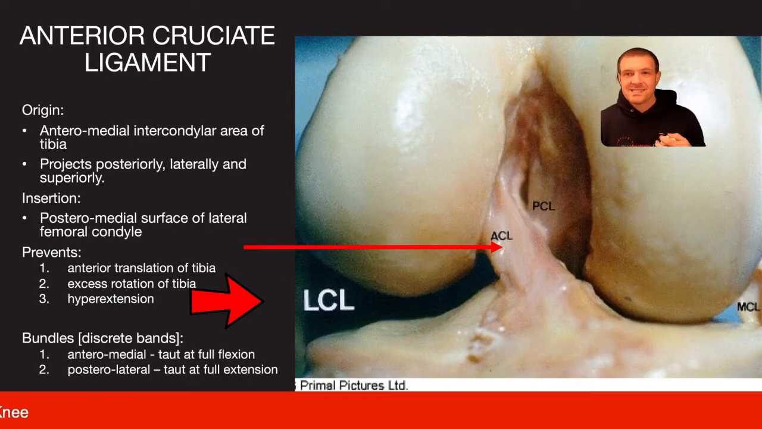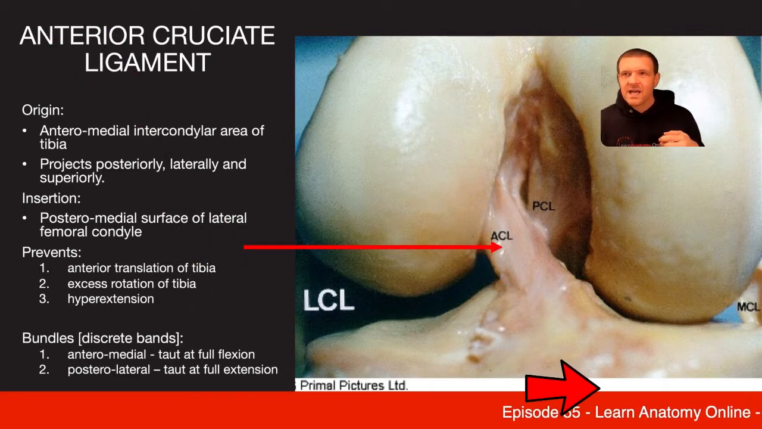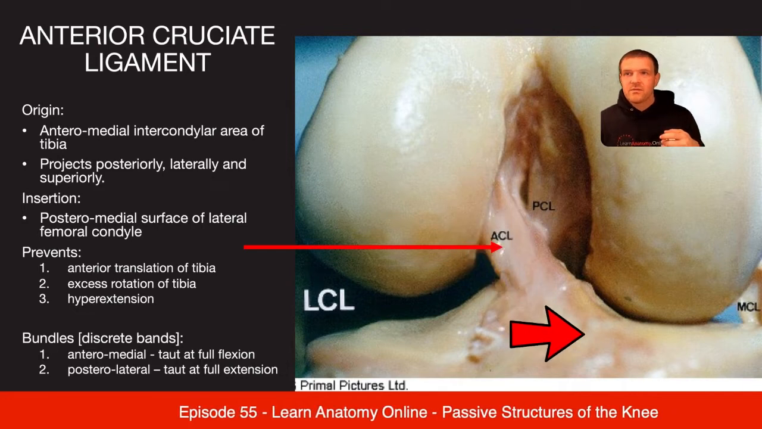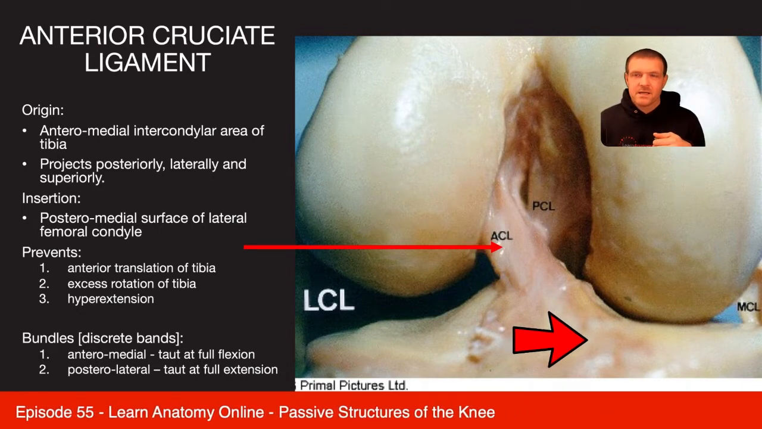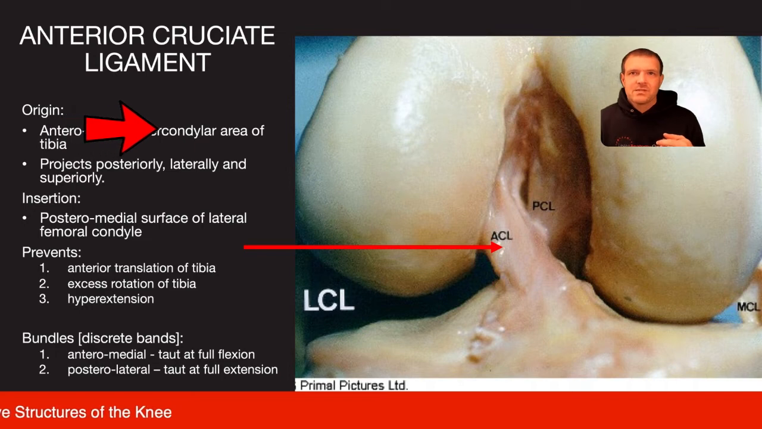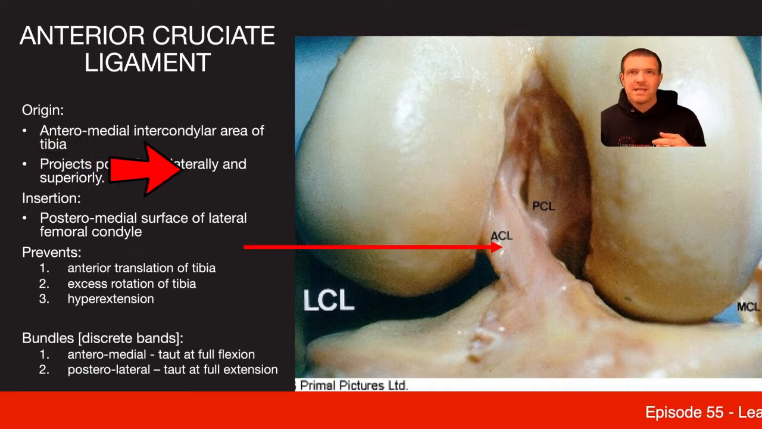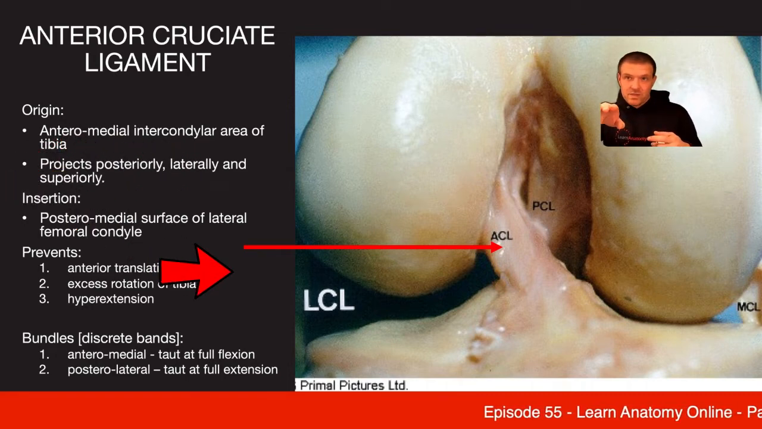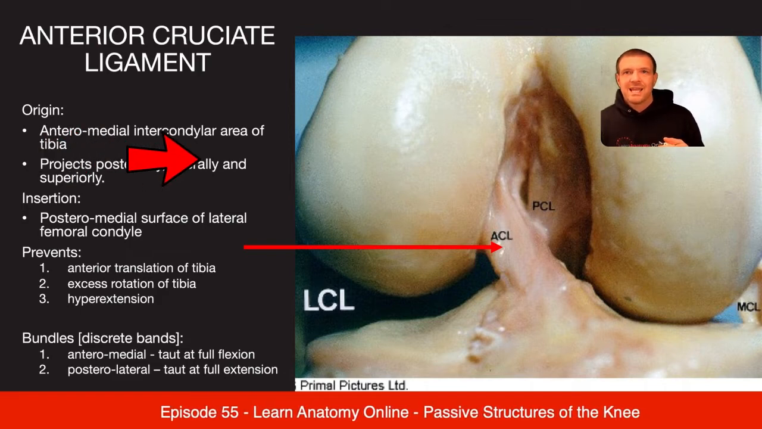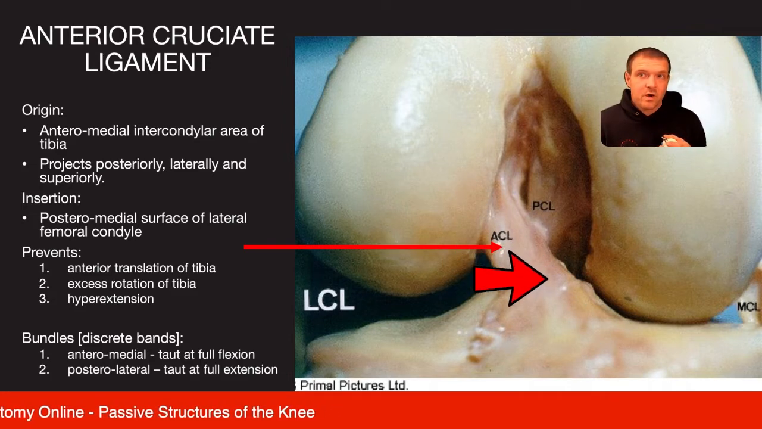Okay, so this is a still of the cruciate ligaments. We've got the anterior cruciate ligament here, and you can see it starts on the lateral femoral condyle, and then it comes forward onto the medial part of the tibia. So it starts laterally, ACL, and then opposite on the tibia. It's the anterior medial intercondylar area of the tibia. That's down here. That's where it attaches, and then it projects posteriorly, laterally, and superiorly. So it goes backwards, to the side, and up. Posteriorly is backwards, laterally to the outside, and superiorly upwards. That's the trajectory of the ACL.